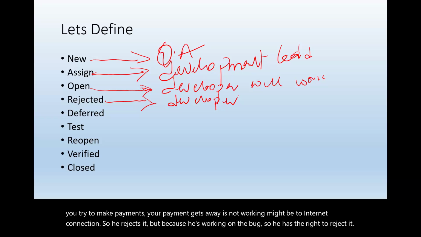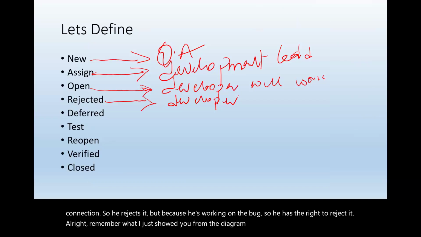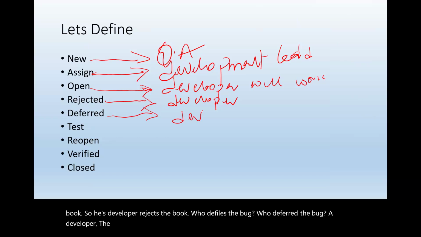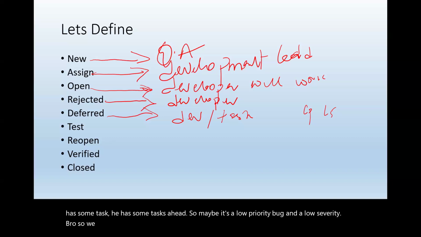All right. Remember what I just showed to you from the diagram. So the developer rejects the bug. Who deferred the bug? The developer, the same person. The developer can mark it as deferred because of some project. He has some tasks ahead, so maybe it's a low priority and low severity bug, so you can treat it at a later time.